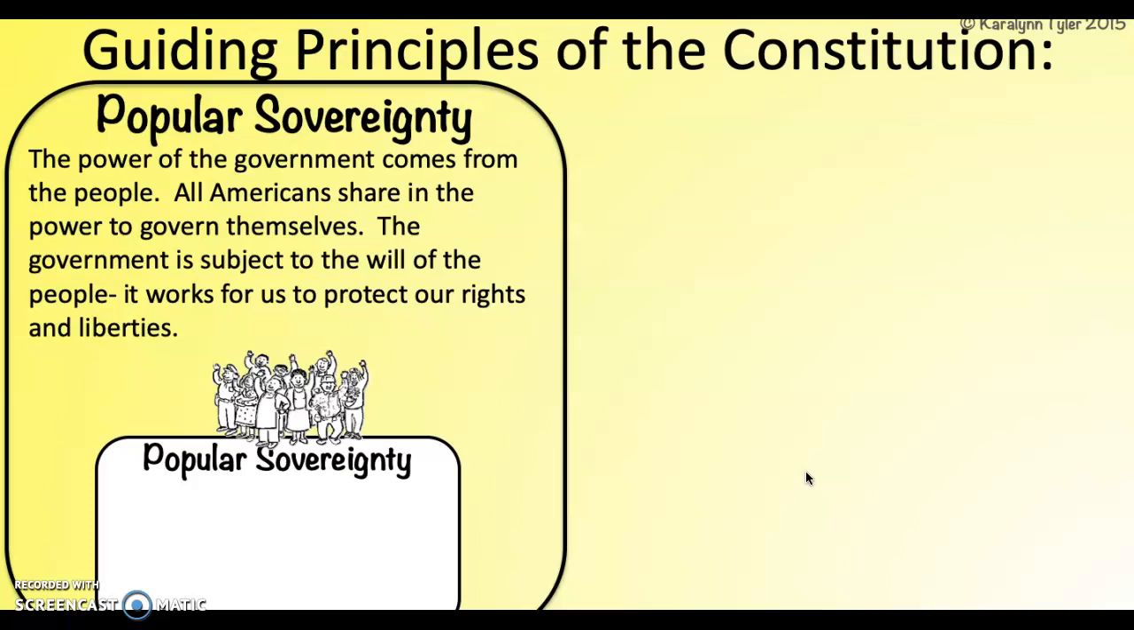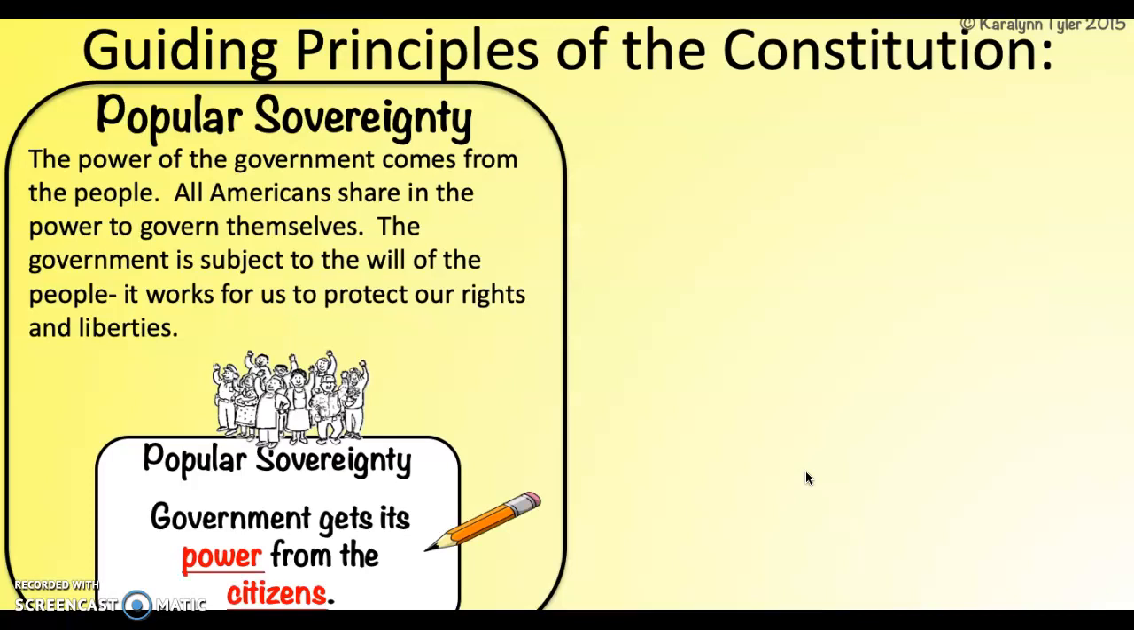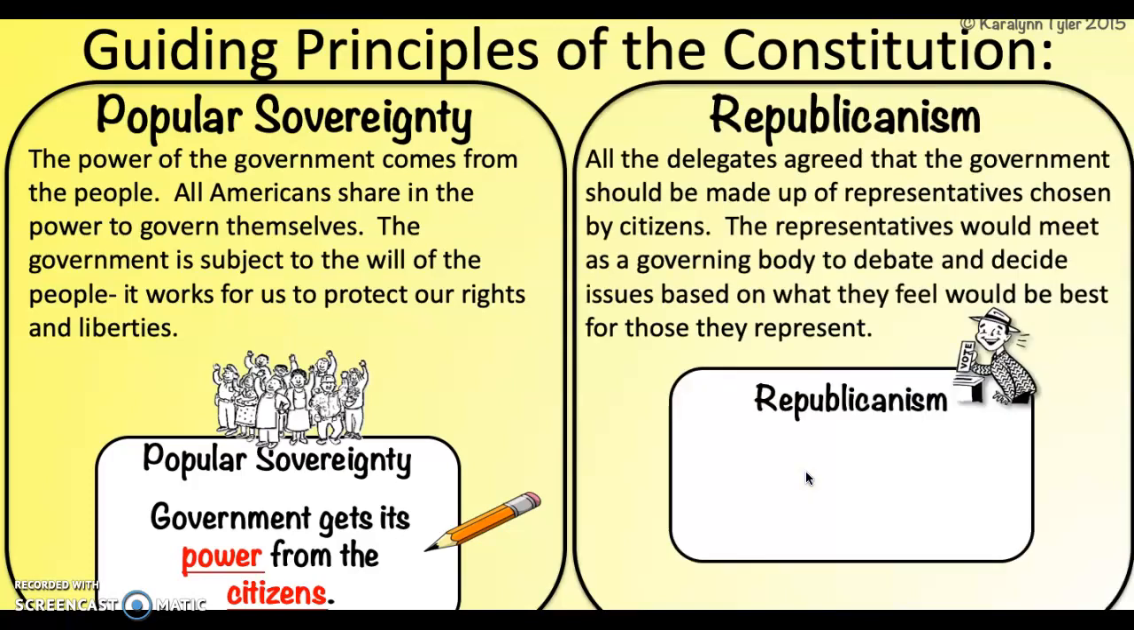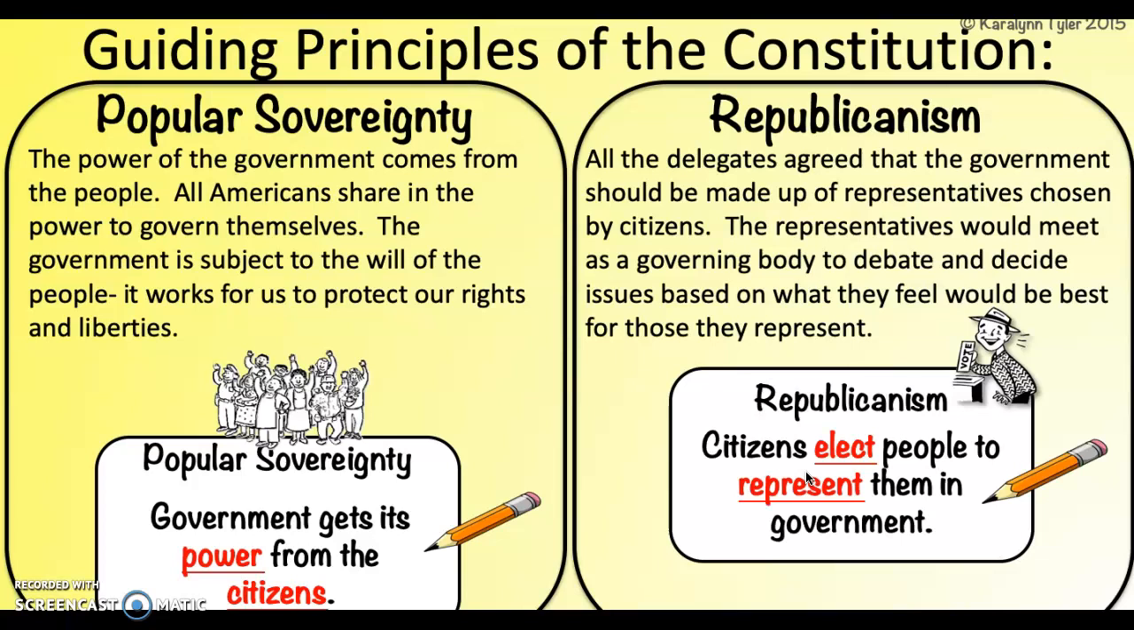The first is popular sovereignty. Popular sovereignty means that the government gets its power from the citizens. So the idea being that the government is subject to the will of the people, and it works for us to protect our rights and liberties. Along with that is this idea of republicanism. Republicanism means that citizens elect people to represent them in government. And so because we can't all be in government, the idea being that we elect somebody to represent what we would do if we could be there, how we would vote, laws we would want, rules we would want.